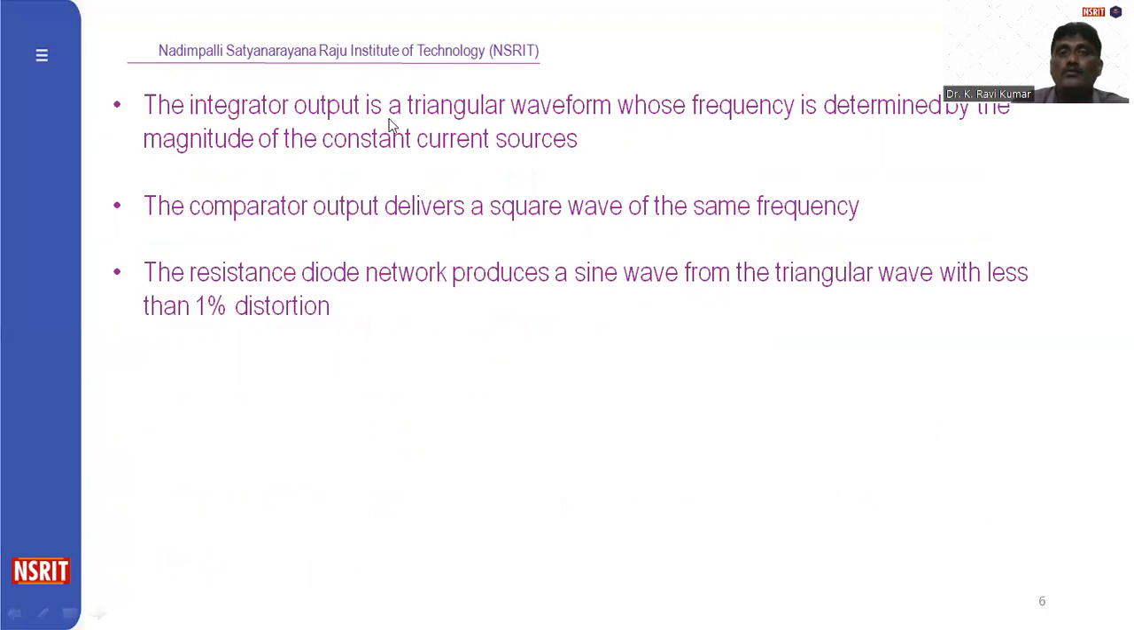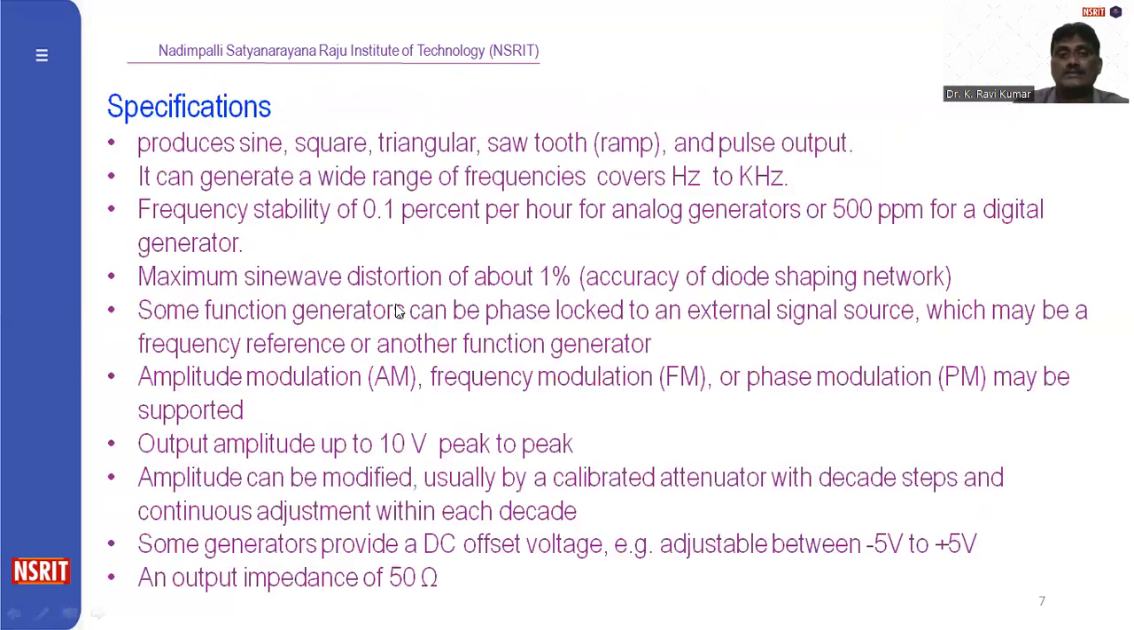The integrator output is a triangular waveform whose frequency is determined by the magnitude of the constant current sources. The comparator output delivers a square wave of the same frequency. The resistance diode network produces a sine wave from the triangular wave with less than 1% distortion.